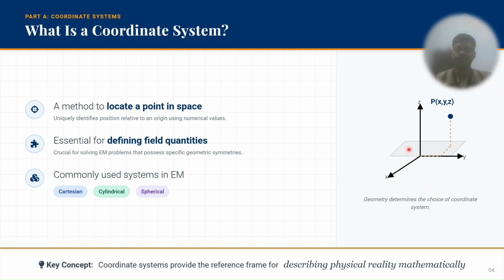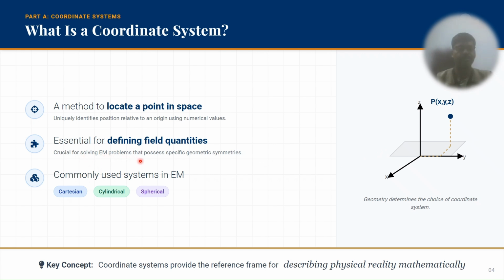If you don't define that point, then how can you solve the problem at that point? That's why there are coordinate systems. What is the function of a coordinate system? It is a method to locate a point in space, uniquely identifying its position relative to an origin using numerical values. So with respect to the origin, we can find the values of x, y, and z.